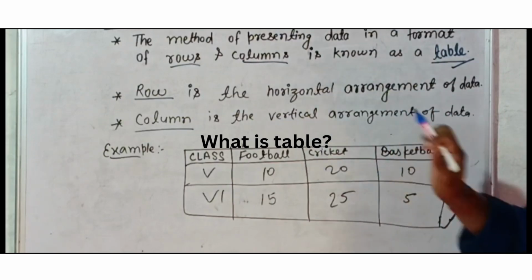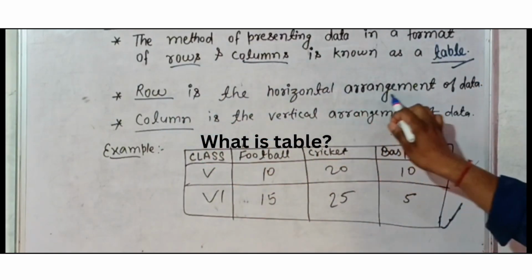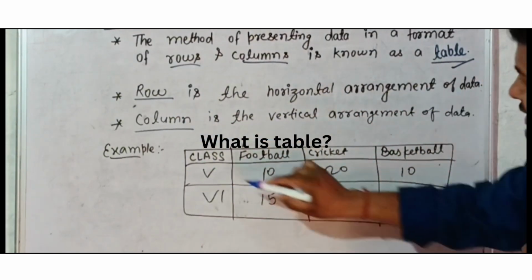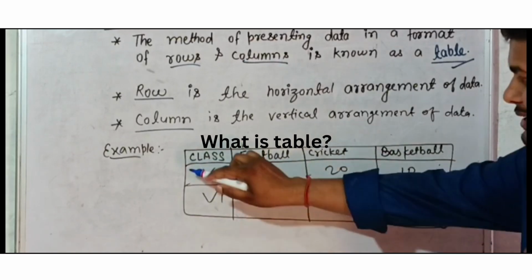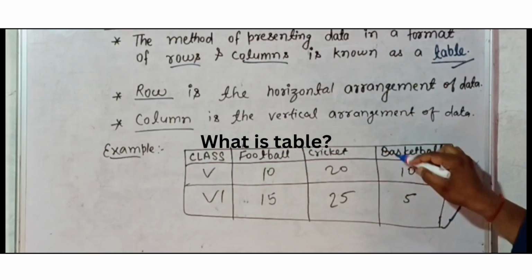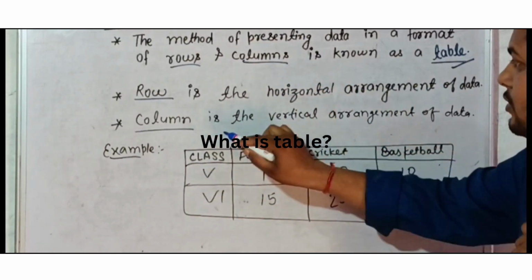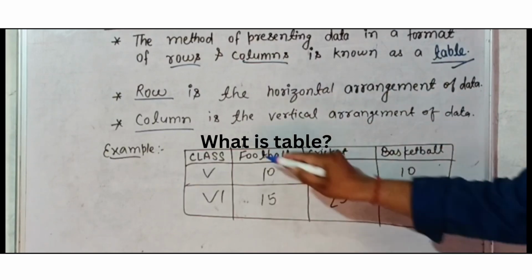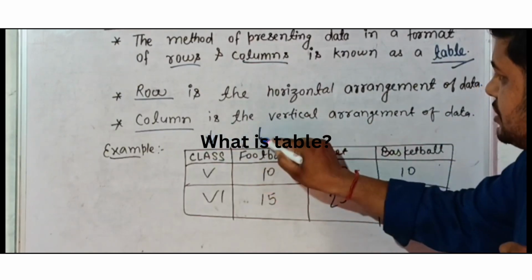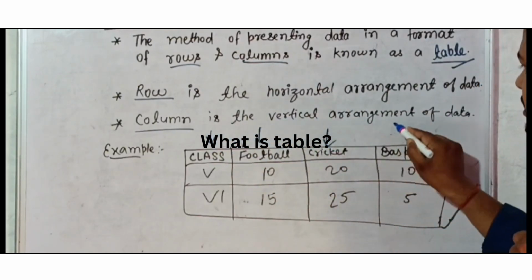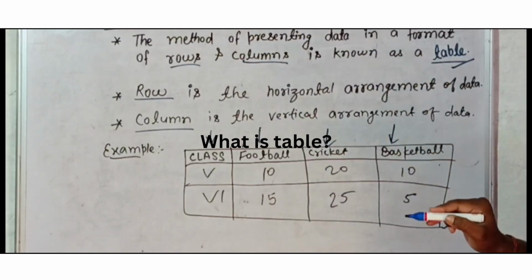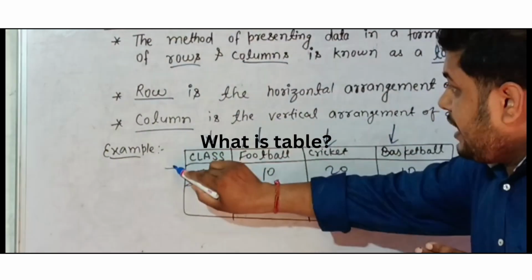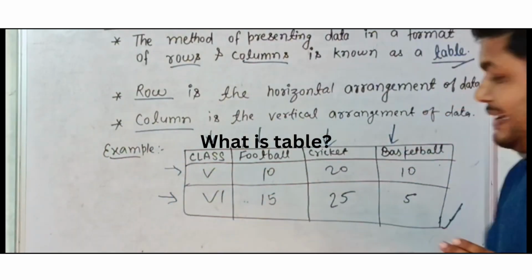It has rows. A row is the horizontal representation of data. Horizontal means this type, a sleeping line. This is known as a row. And a column is the vertical arrangement of data. This type of representation is a vertical line, a straight line, and this one is a row. Clear?